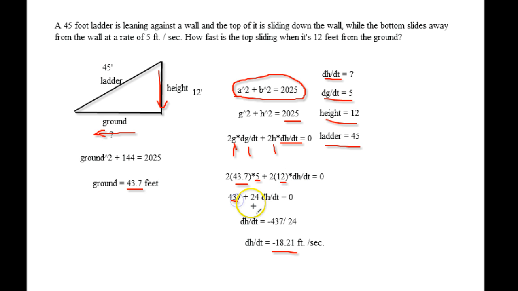We get 437 plus 24 times dH/dt equals 0. Then we move it over by subtraction and division, and we get negative 437 divided by 24, and we should get negative 18.221 feet per second. And this is the rate at which the height is decreasing. The sign is hugely important in related rates because it will tell you if it's increasing or decreasing, thus telling you a good story about what's going on.